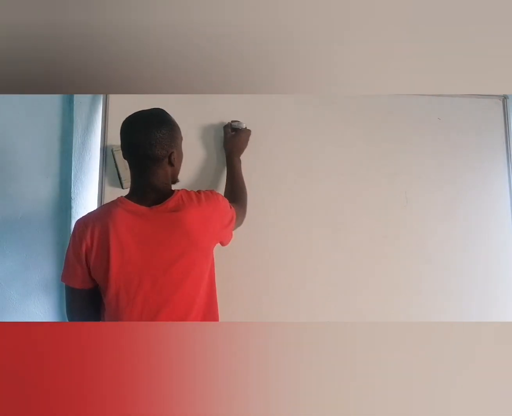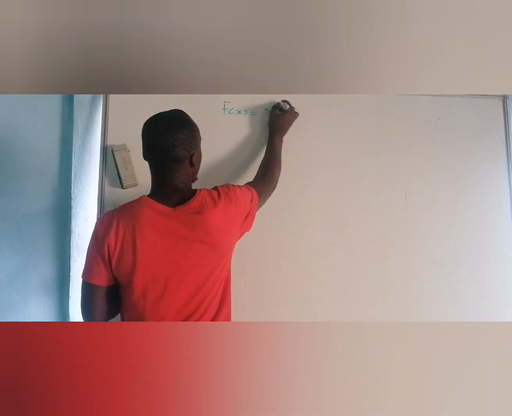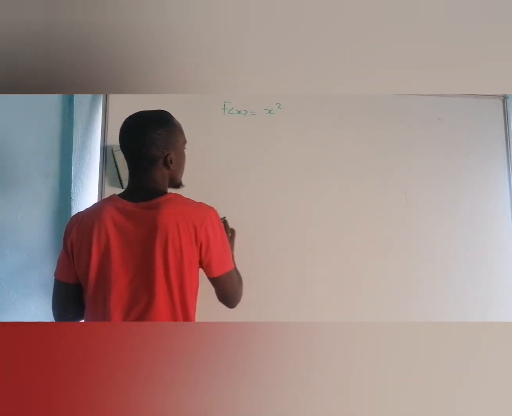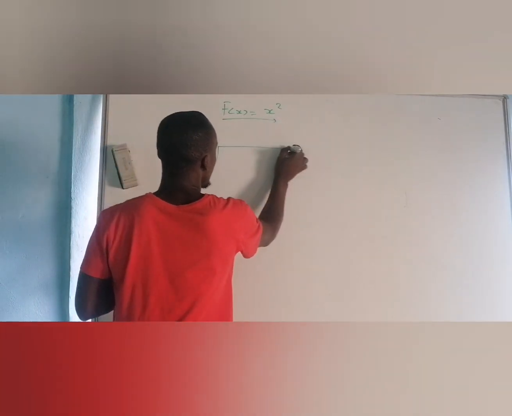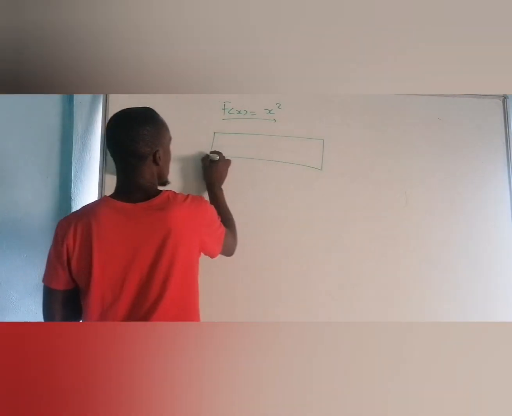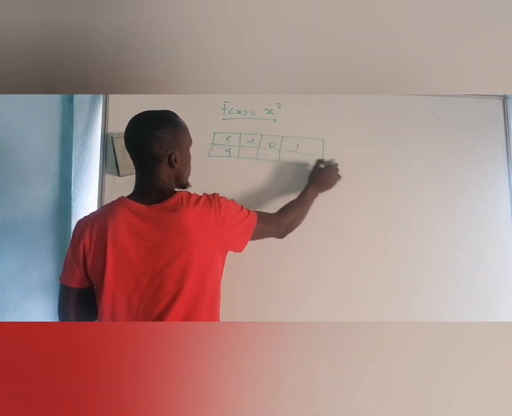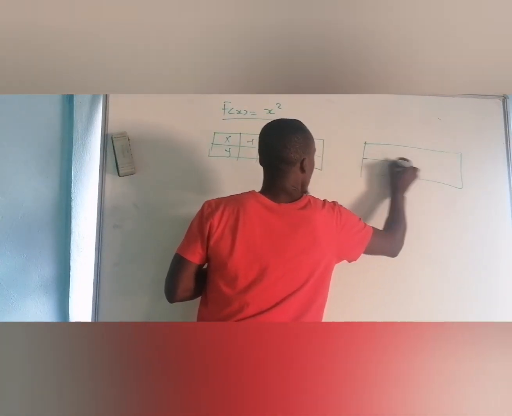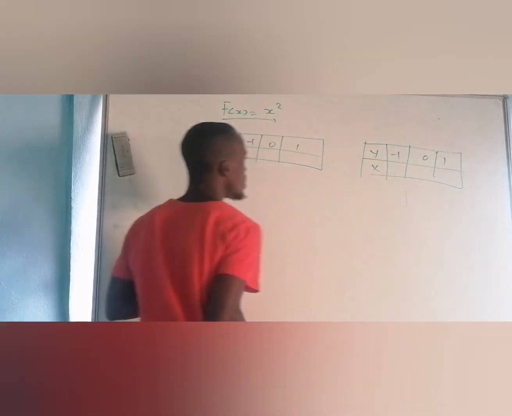Okay. Let me say we have a parabola like this. An example, we have f of x equals x squared. Now a parabola is a many to one and its inverse, it is not a function. Therefore we must draw, let me just make this table to be a little bit long. X, y, negative 1, 0, and 1. Y, x, negative 1, 0, and 1.